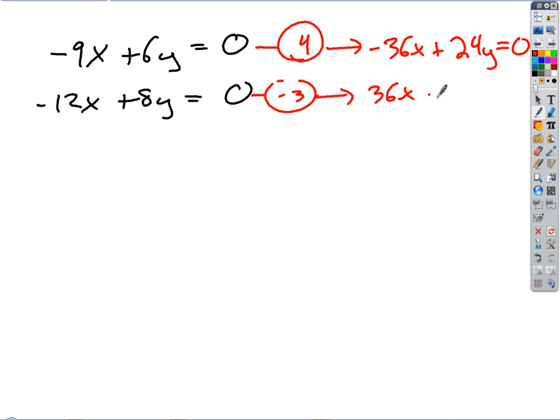Whoa, wait, they're equal to each other. Whoa, what happened? It's an infinite. Okay, so now look what happened. In the process of getting the y's to cancel, and you did that correctly, by the way, it just so happens that the x's canceled also. And so when I add these things up, negative 36 plus 36 cancels, right? 24y plus negative 24y cancels. So the whole left side adds to 0.